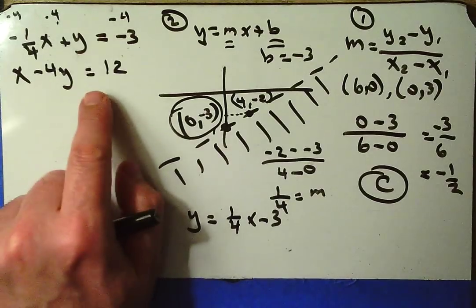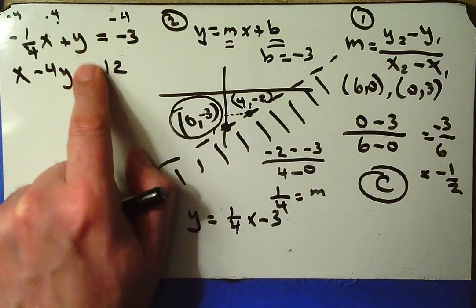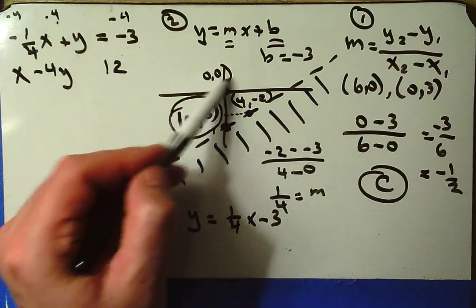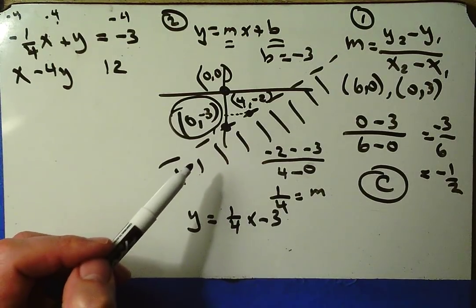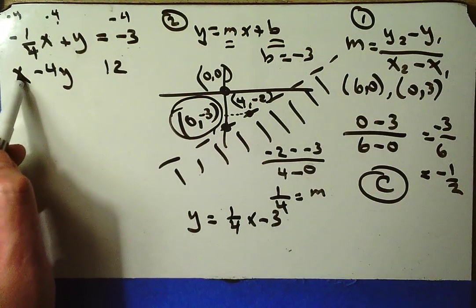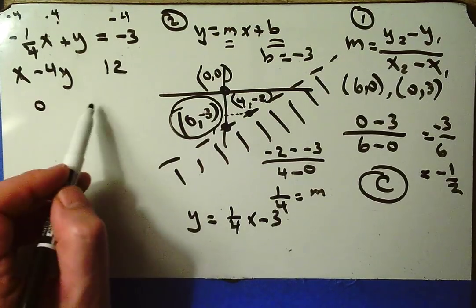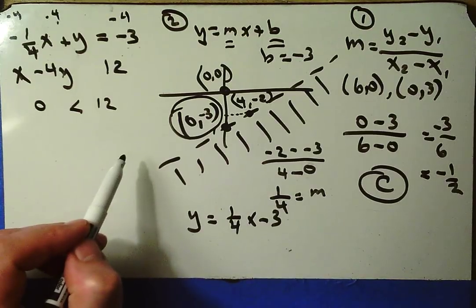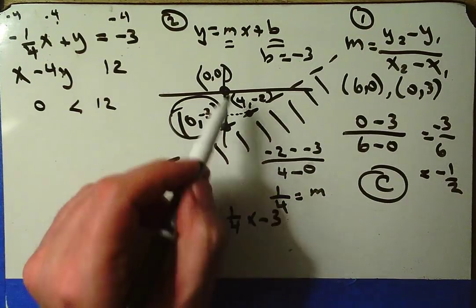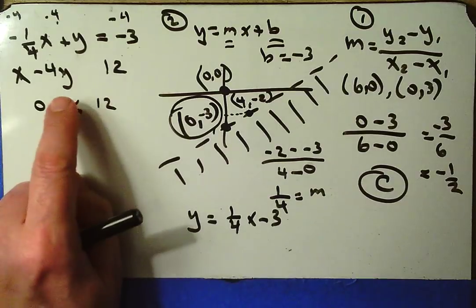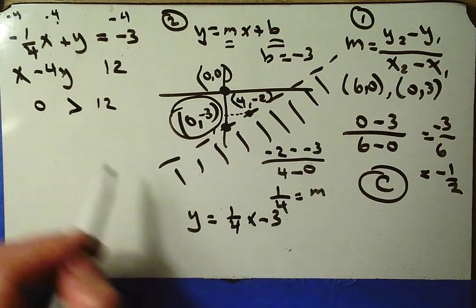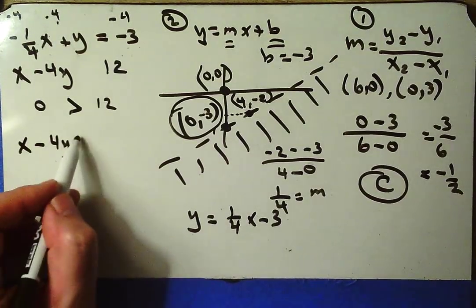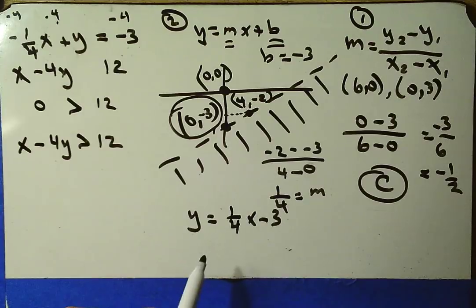But now I feel like I need to consider the inequality symbol. So if I test a point like 0, 0, 0, 0 should not be a solution. So if I plug a 0 in here and a 0 in here, I get 0 and 12. Well, if I made the symbol go this way, that would be true. And I want 0, 0 not to be a solution. So I want the inequality symbol facing the other direction. So x minus 4y is greater than 12.